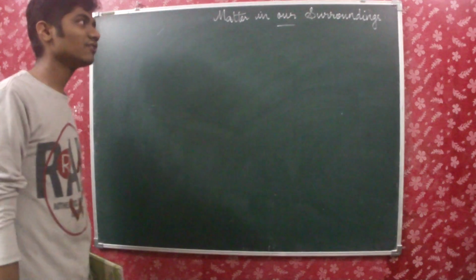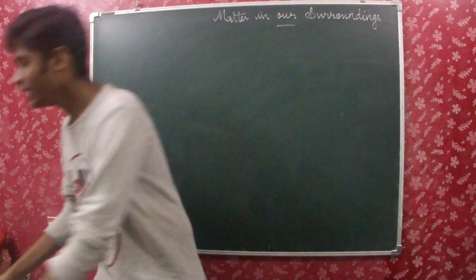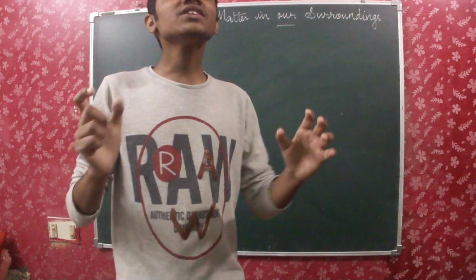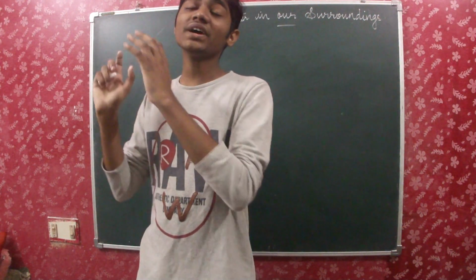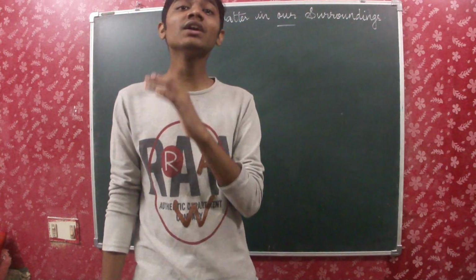So what is matter first of all? Matter is nothing but anything that we see around us, which has a specific mass and must occupy some space. So what are the two conditions to be said as matter? One is that it must have a specific mass, and the other is that it must have a specific volume, that is, it must occupy a specific space.